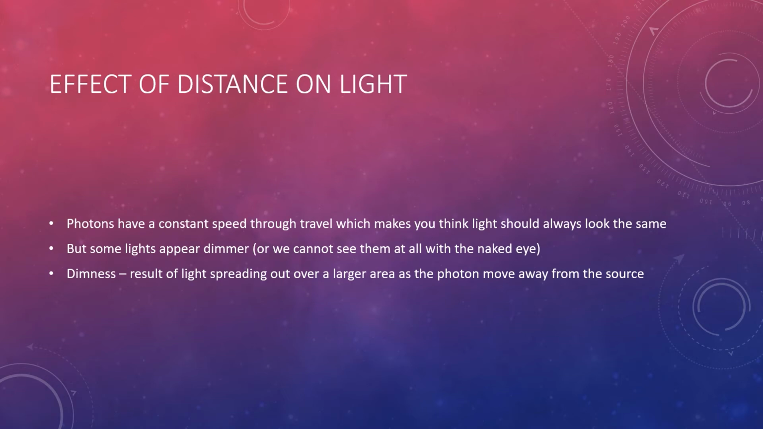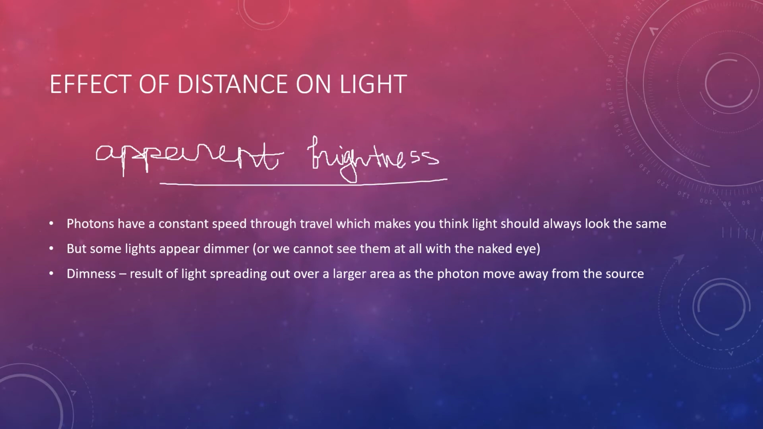And this is where we get things like apparent brightness, which we are going to learn about soon. And we will be working on actually calculating this. So apparent brightness is very dependent on distance, whereas luminosity is not dependent on distance.